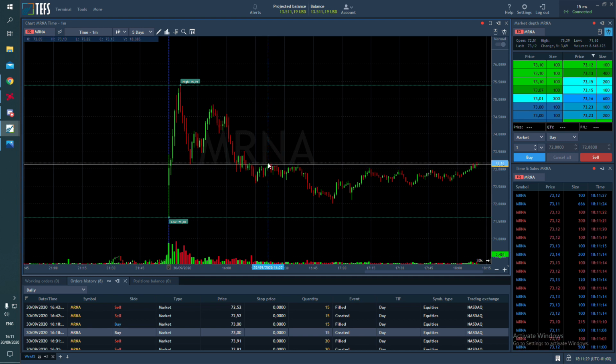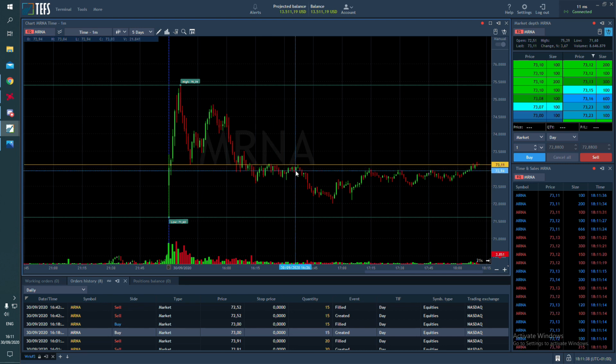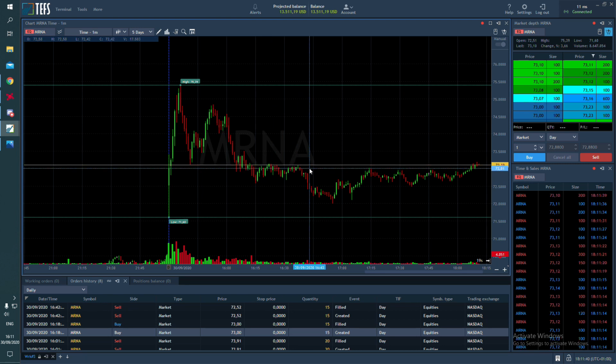It reclaimed the support, so I saw this happen with Space yesterday, and this is one where, at least as far as my own trading style goes, I probably wouldn't be taking it, just because it's not following along with the biotech sector.